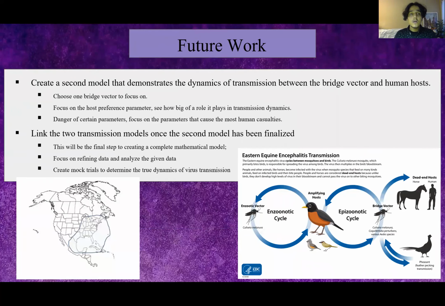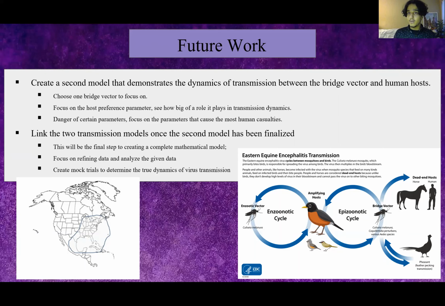Now, some future work that we have is that we want to create a second model that really demonstrates the dynamics between a bridge vector and the humans. It's just going to be like the avian host one that we have right now, but with a little added spice, if you want to call it that. We're going to only choose one bridge vector, which is just going to be a mosquito once again, and we're going to focus on host preference.